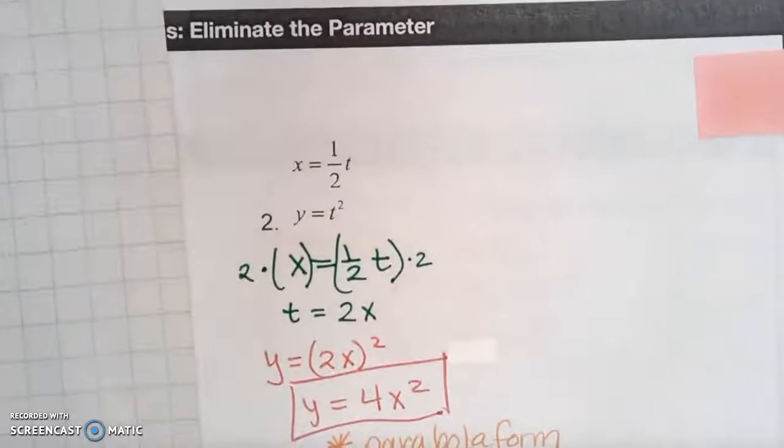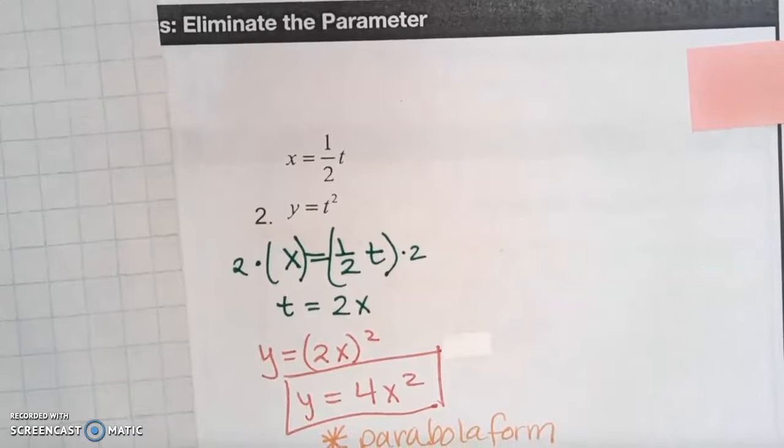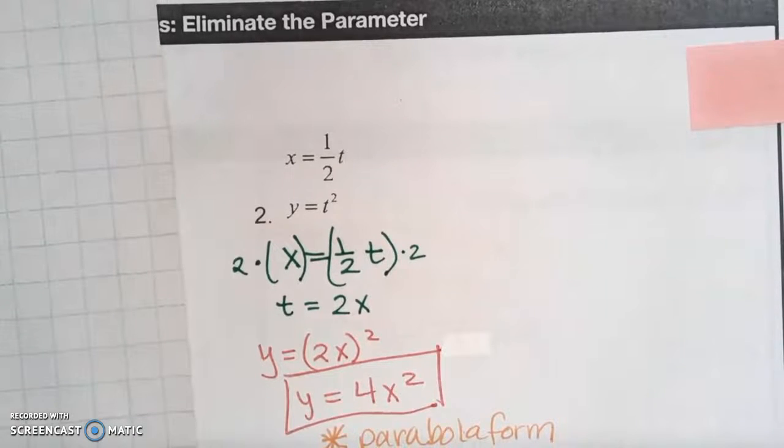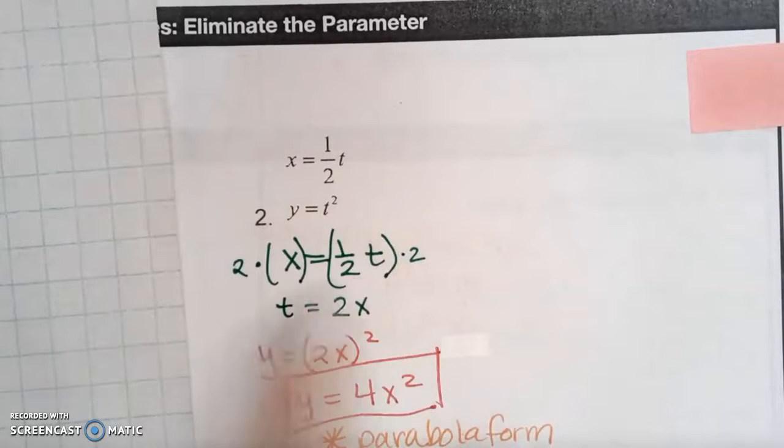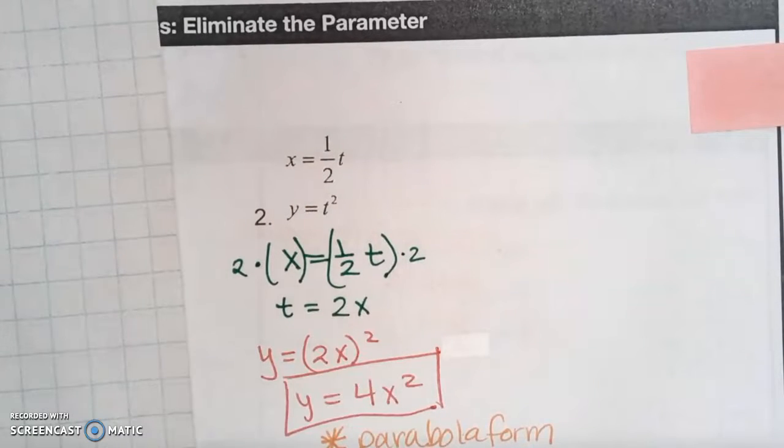All right, here's example number 2. Our first equation is x equals 1/2 t, and our second equation is y equals 2t squared. Okay, so I'm going to take the first equation, which is x equals 1/2 t, and the first step is to solve for t. Okay? So if t is being multiplied by 1/2, the inverse operation is to multiply by 2.